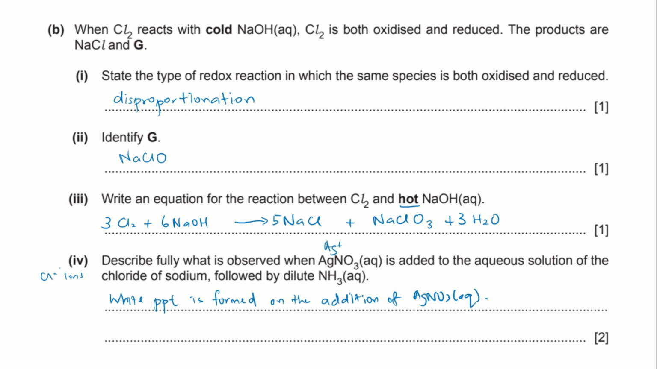Right after that, followed by dilute ammonia. So what will happen? Silver chloride solid will dissolve. So the white precipitate will disappear because it dissolves in dilute ammonia solution.